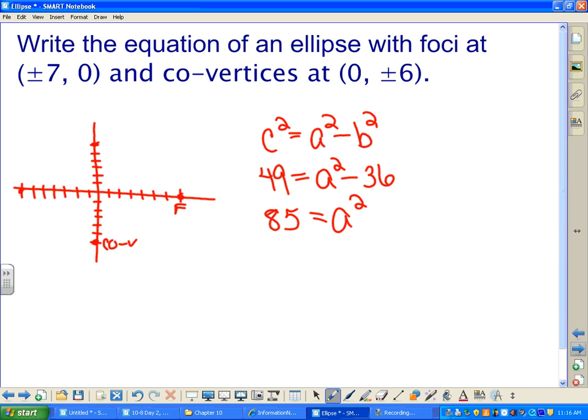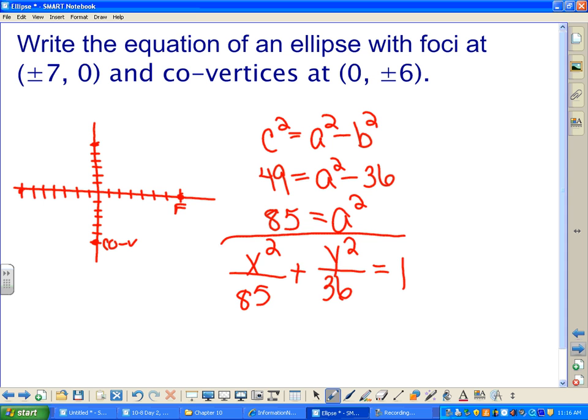Now, do I really need to even know what A is? Because I'm just supposed to write the equation. Do I need A in the equation? No, you could find it, but you don't need it. Because your equation just says X squared over A squared, which is 85, plus Y squared over B squared, which was 36, and that has to equal 1. And there's your equation. Okay? Any questions on how I did that, working backwards?